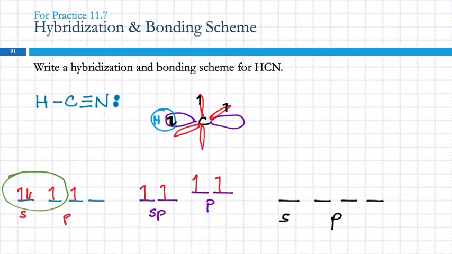How many valence electrons does nitrogen have? 5. 1, 2, 3, 4, 5. Just regular. This tells me that I'm going to form 3 bonds and I'm going to have 1 lone pair, and that's what my Lewis structure says too. 3 bonds and 1 lone pair on the nitrogen.